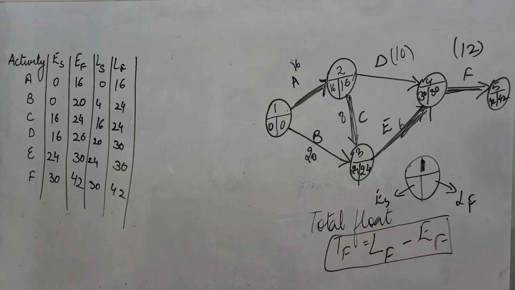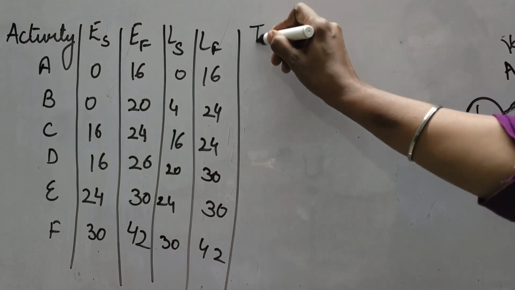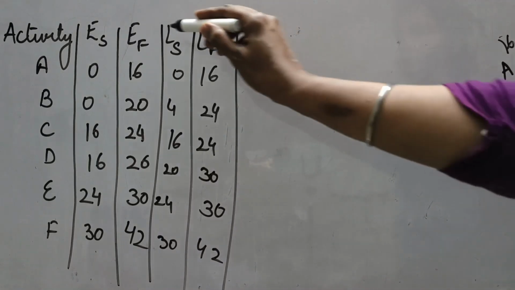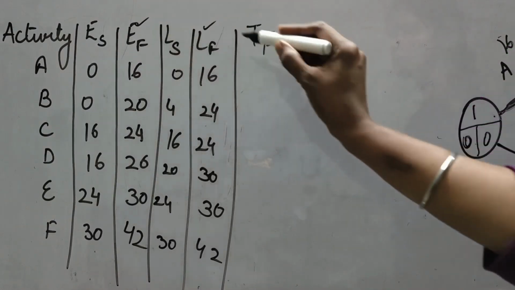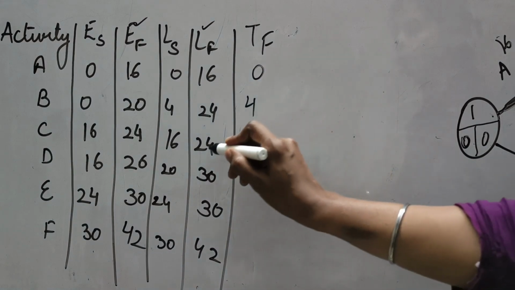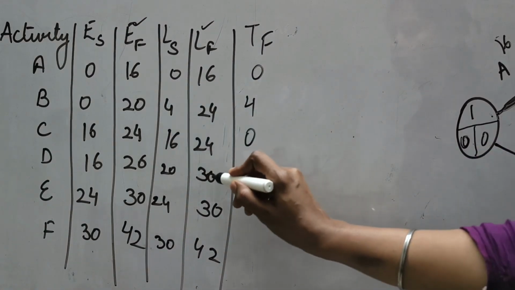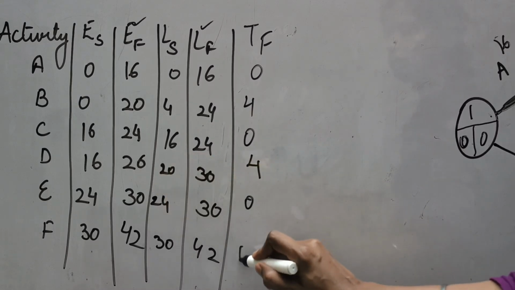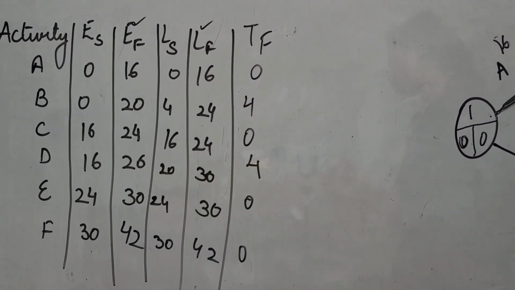If you have been told to calculate the total float, you have to find out latest finish minus earliest finish. Now if I tell you to calculate total float over here, the formula was latest finish minus earliest finish. So LF minus EF: 16 minus 16, 0; 24 minus 24, 0; 30 minus 26, 4; 30 minus 30, 0; and 42 minus 42, 0.